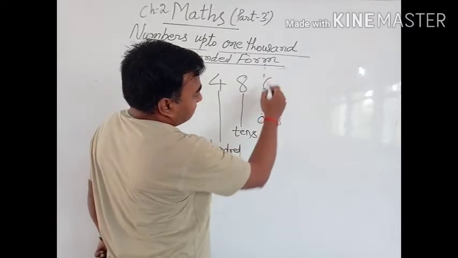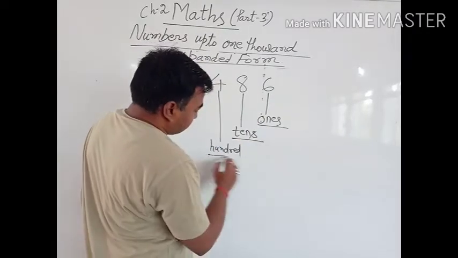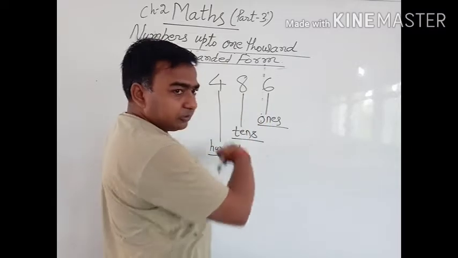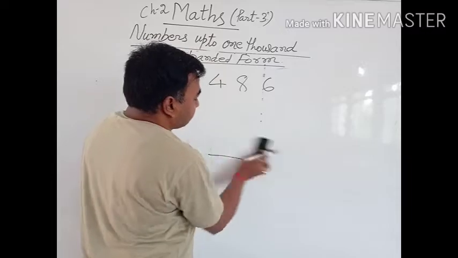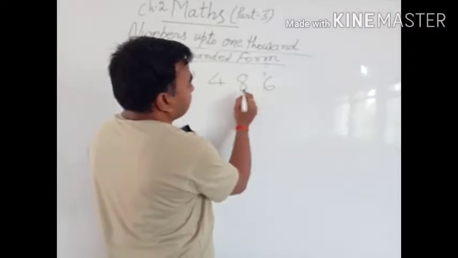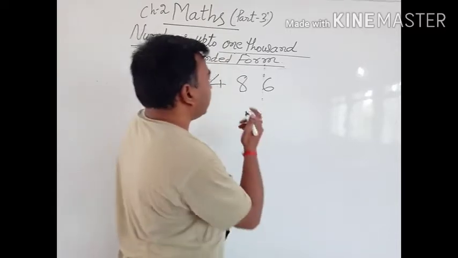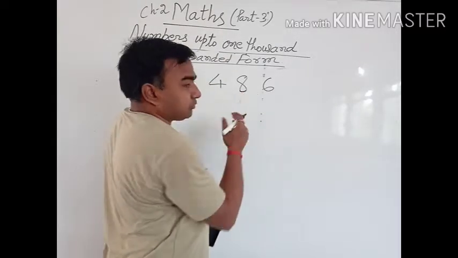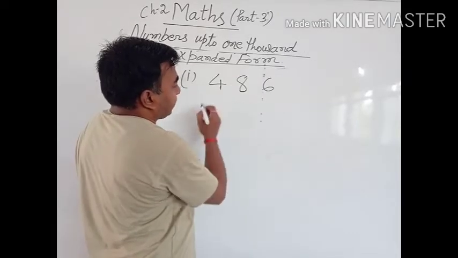Okay. Place of 6 ones, place of 8 tens, place of 4 hundreds. This is the place of the given digits. Now, how can we write the expanded form of the given number? We can write this number in two different ways, the expanded form of the given number. How can we write it? Okay, start.